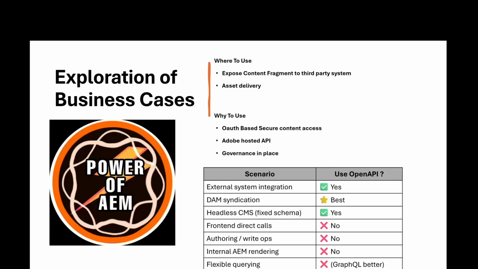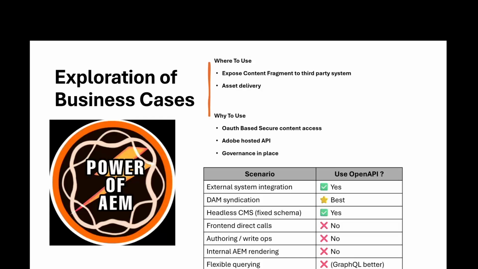If we know which folder we need to pull the information from, in that case we need to hit the API. Governance is already in place as Adobe is managing all those APIs, and the overall non-functional requirements are also managed through Adobe. So governance is already in place. We just need to think about how we can leverage the Open API. There are multiple different scenarios where we can use Open API.